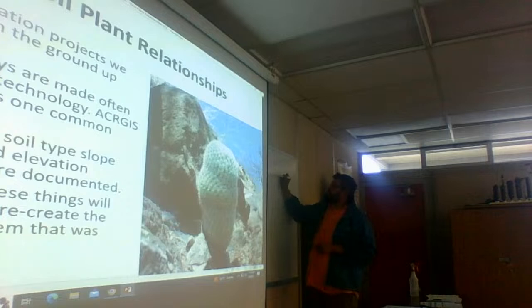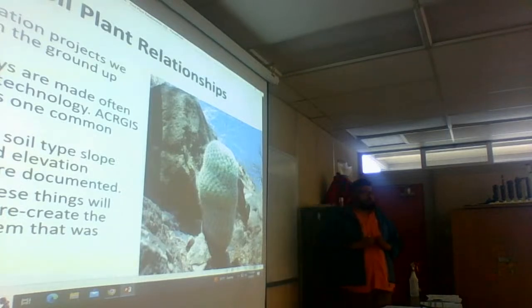Which means it's changed, right? Metamorphic, metamorphose, it's changed into something. A good example, I think, is limestone. So limestone is made from the dead shells and coral reefs. If it gets cooked and pressed hard enough, it turns into marble, which is a metamorphic rock.